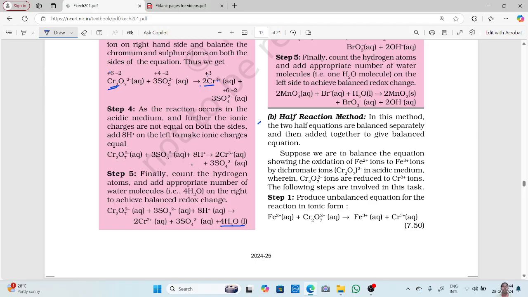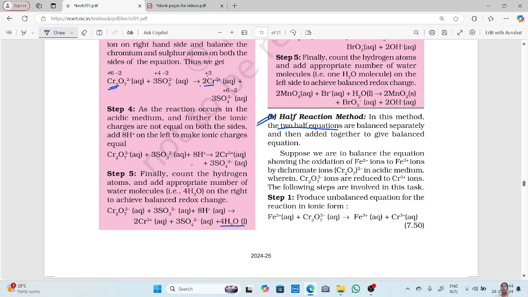The next one is your half reaction method. First we have seen the oxidation number method. Now next one is your half reaction method. In this method the two half equations are balanced separately and then added together to give the balanced equation. In this method you have two half equations. They are balanced separately and then added together.